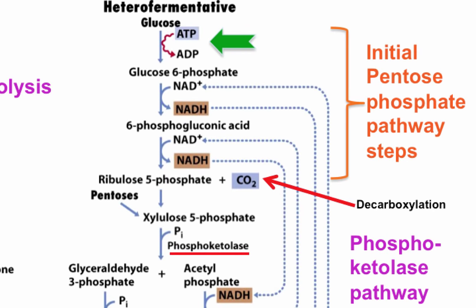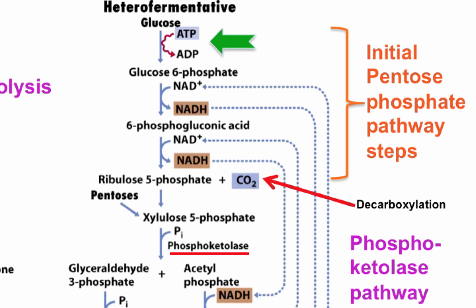Now, heterofermentative bacteria do not use glycolysis. They are going to use what is considered the phosphoketolase pathway. This pathway takes advantage of merging the initial steps of the pentose phosphate pathway with the generation of ribulose 5-phosphate. So let's look at this more carefully.